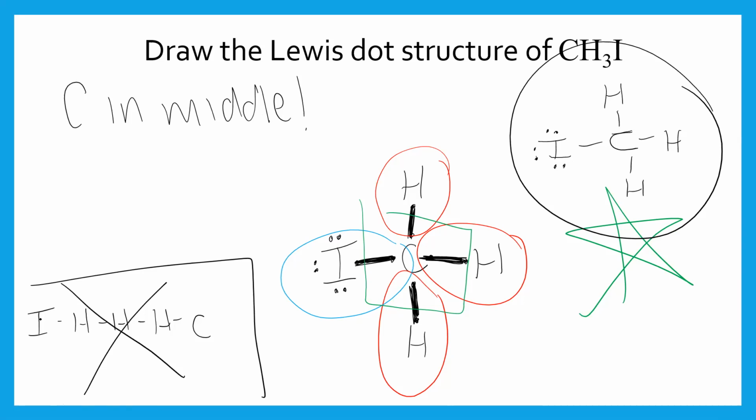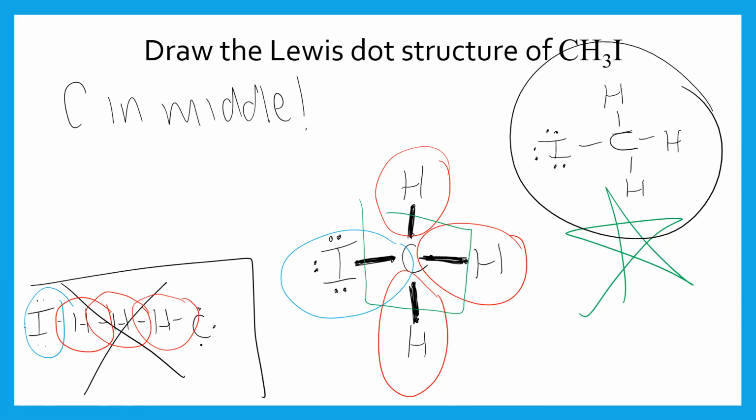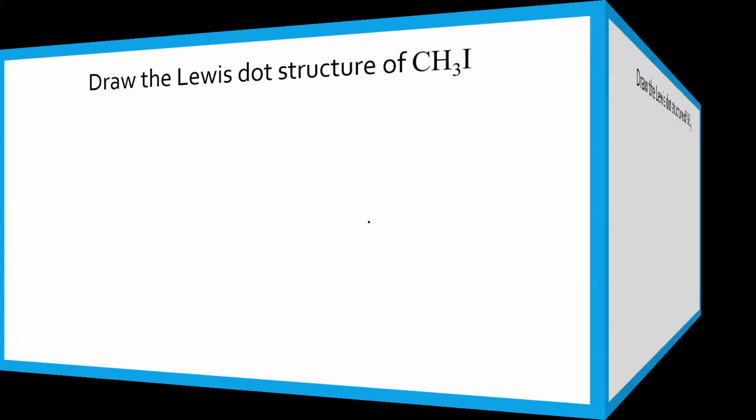Here's why this was wrong. Okay, I'll put my dots around my I. So if I check again, I has 1, 2, 3, 4, 5, 6, 7, 8. That I's happy. But if I look at this H, it's got 2, 4. This H, 2, 4. This H, 2, 4. That cannot happen. H can only have 2 valence electrons. Also, if I put my dots back around my carbon and I check my carbon, whoops, I have 1, 2, 3, 4, 5. Well, that's not happy either. Okay, so this is why this surrounding style is better. Let's try another one.